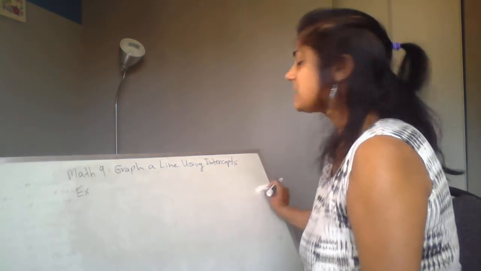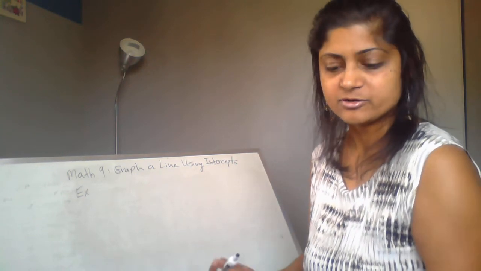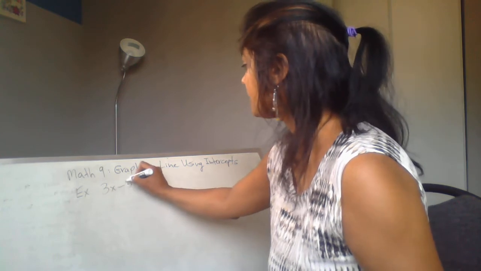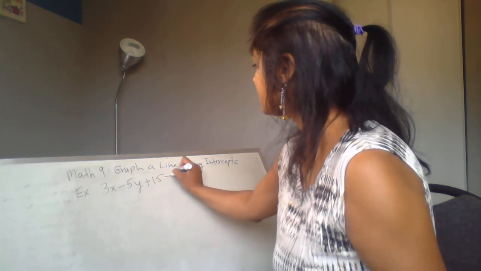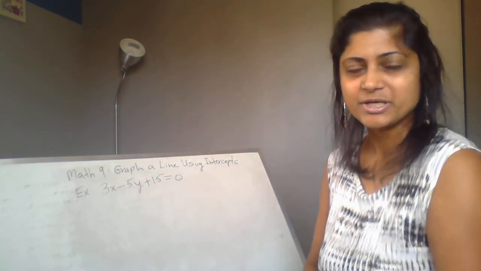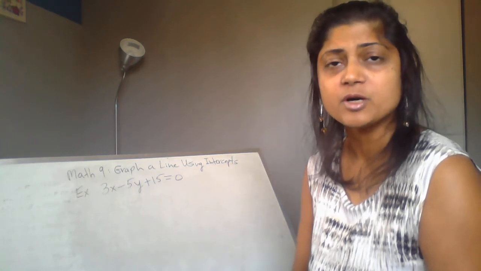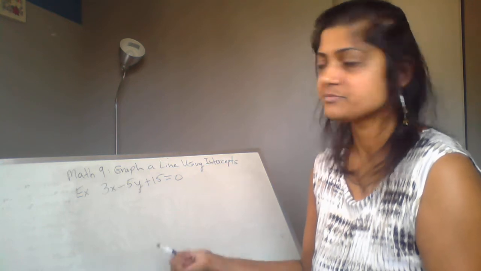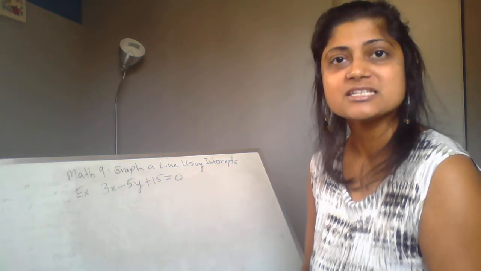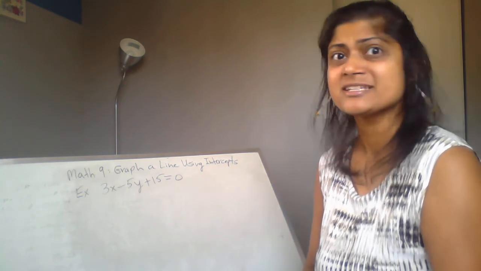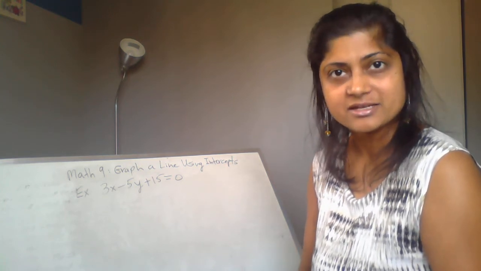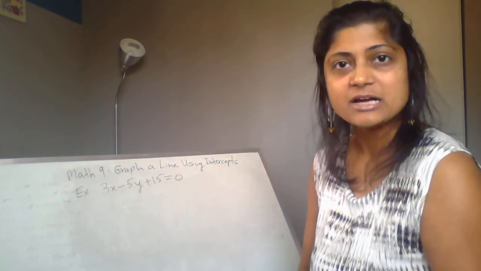This time it's given completely in standard form. So it's going to be 3x minus 5y plus 15 equals 0. And I know this is the standard form of the line: the value in front of x is positive, and the whole equation is equal to 0. All right, with that, let's get started. The question says, for each linear relation, determine the x and y intercepts and graph the line.